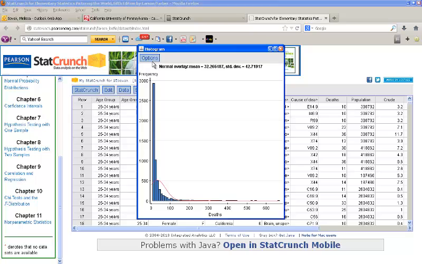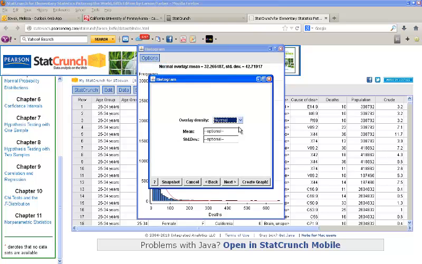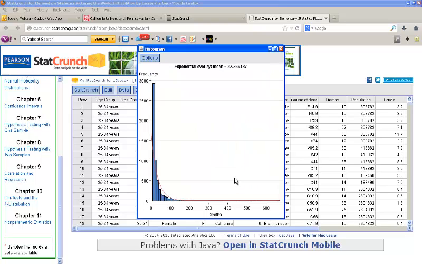Now what I'm going to do is go back and do a couple more overlays so we can see what this might actually follow. I'm going to click Edit, and I'm going to change this. Let's change it to an exponential and click Create Graph. And you can see that this one fits much better. It's not perfect, but it does fit much closer than the normal distribution did. So this looks like it might be a little bit closer to an exponential distribution. Let's see if we can get anything else that's a little close.